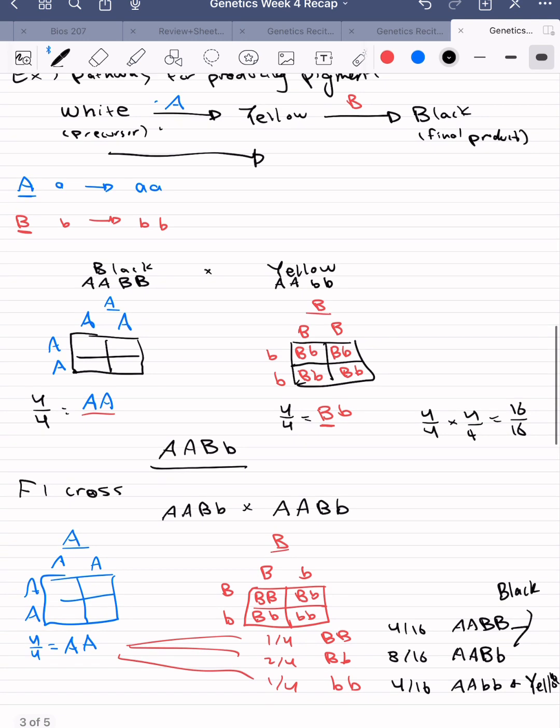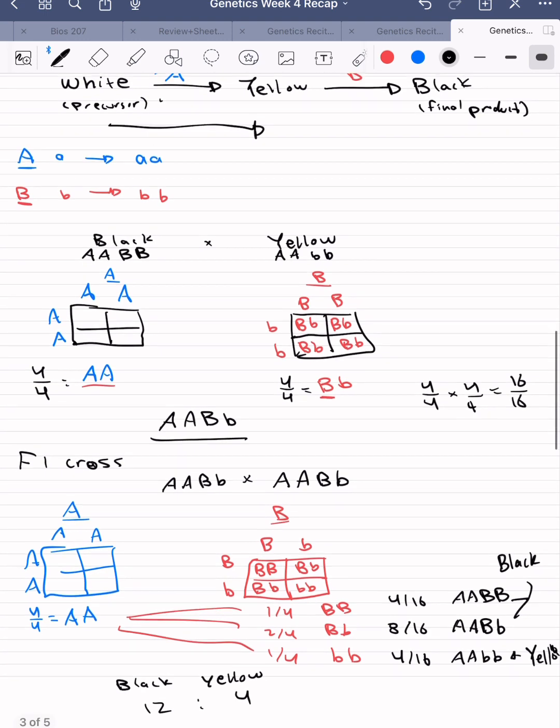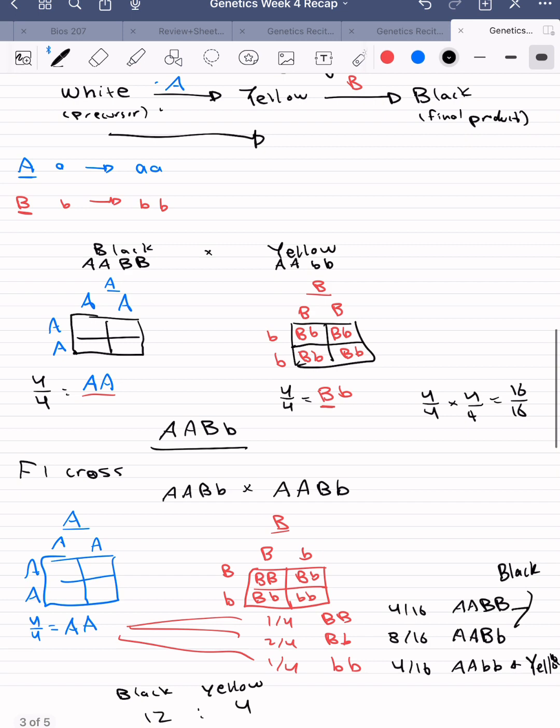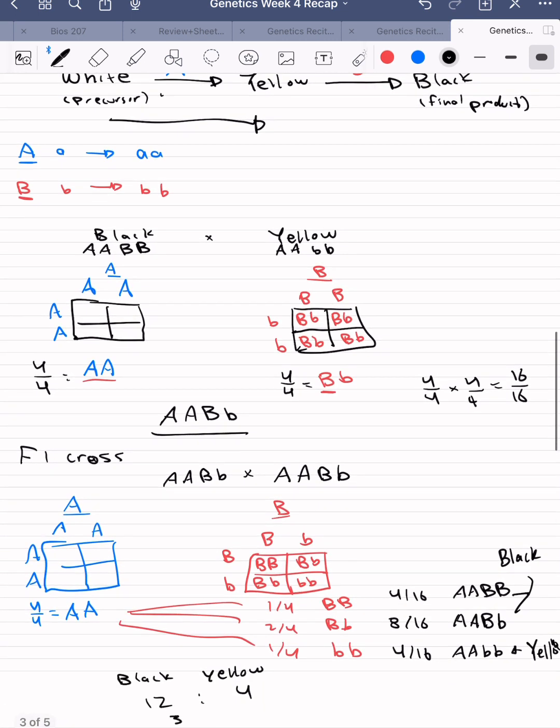So the ratio of black to yellow would be 12 to 4. Or if you simplify that, it would go down to 3 to 1.